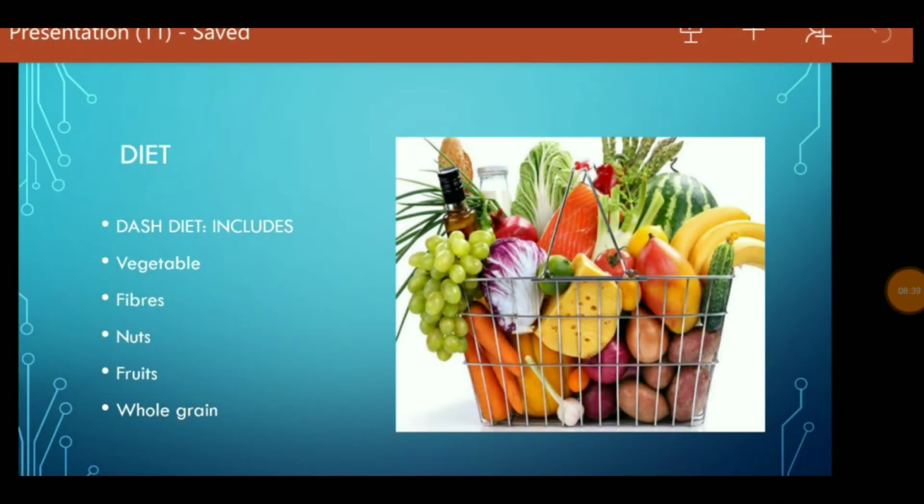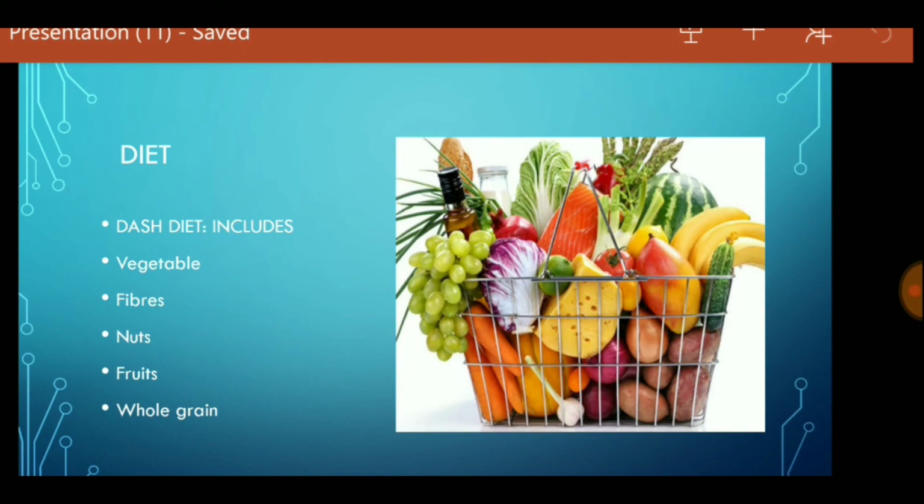And we also discussed the diet given for hypertension and diabetes, which is called the DASH diet. It includes vegetables, fruits, nuts, fibers, whole grains, etc. Everything we eat is part of the DASH diet. The DASH diet is a low fat and low sodium diet. This is the main diet which helps in reduction of our body weight, and also in maintaining proper BP in the future. So the DASH diet is the best diet.